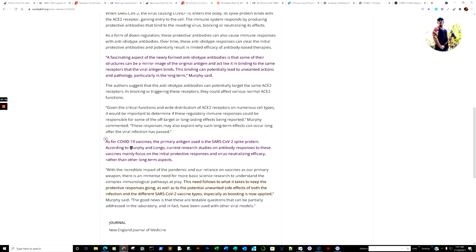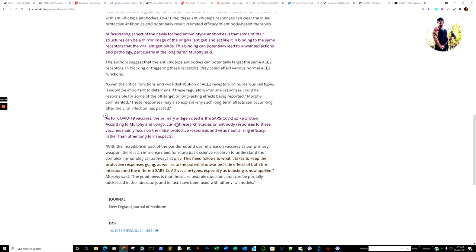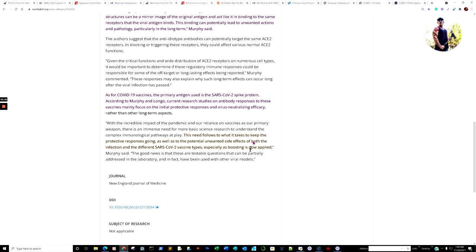As for COVID-19 vaccines, the primary antigen used is the SARS-CoV-2 spike protein. Current research studies on antibody responses to these vaccines may mainly focus on the initial protective responses and virus neutralizing efficacy rather than the long-term aspects. This needs to follow what it takes to keep the protective responses going, as well as the potential unwanted side effects of both the infection and the different SARS-CoV-2 vaccine types, especially as boosting is now implied. So basically, this will be there for you to follow.